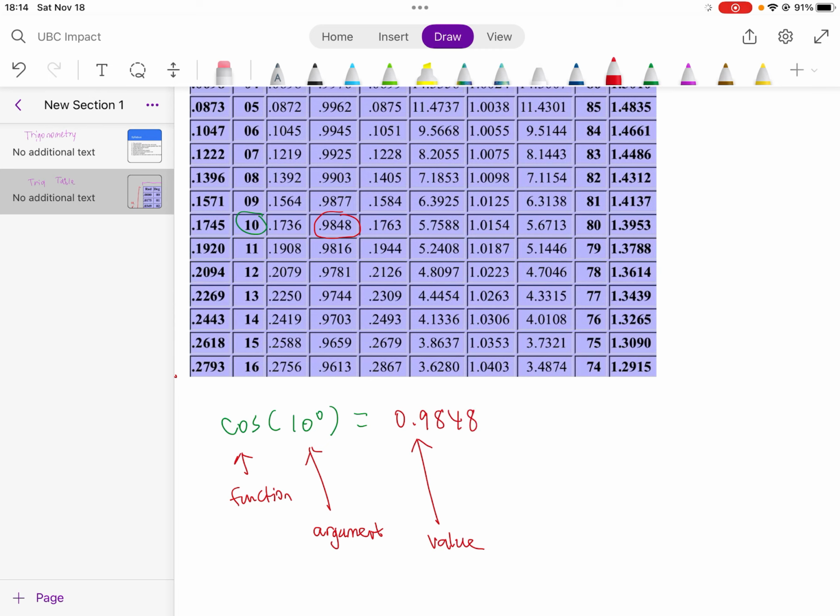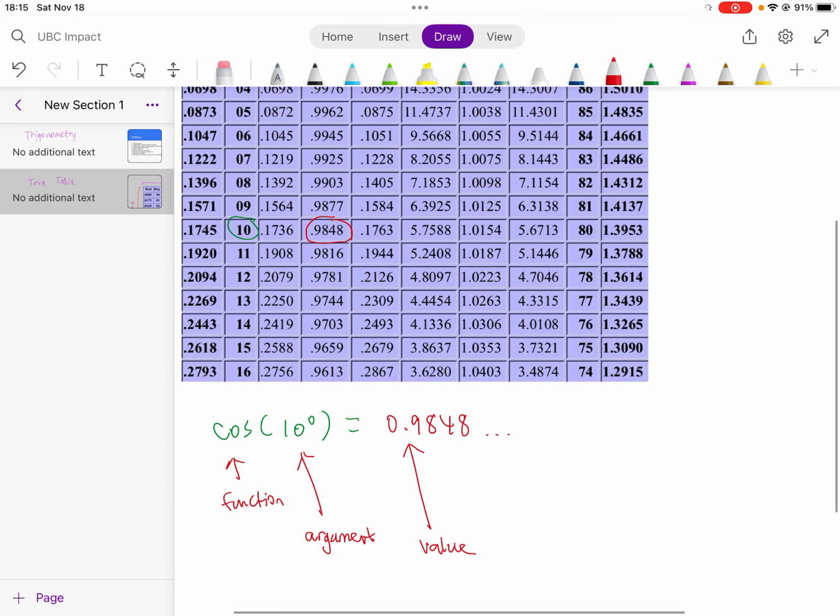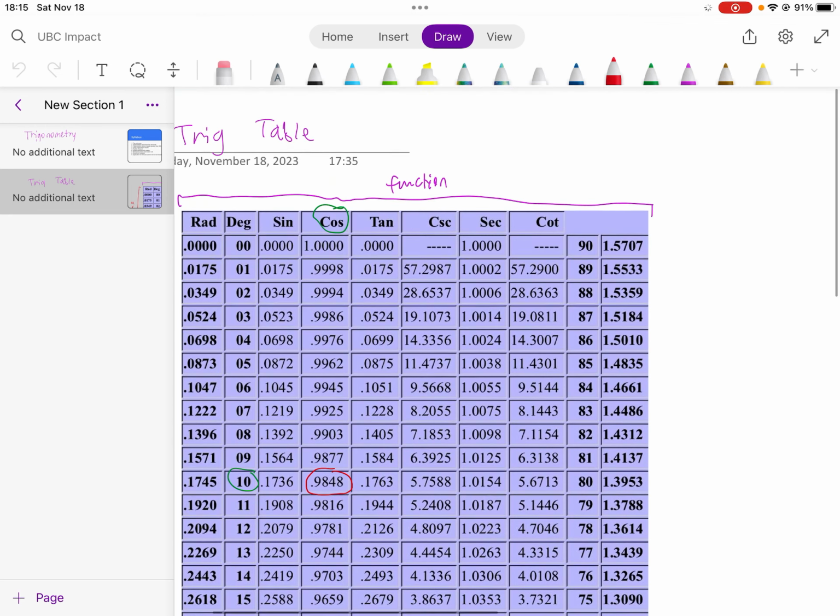It's important to note that this is not an exact value, but an approximation, because it has more than 4 decimal places. In fact, it has an infinite number of decimal places. The values of trig functions are, for the most part, irrational. They are real but irrational. And so they don't stop like this. They have way more than this. But the table can't show an infinite number of digits, so it just shows 4 decimal places.